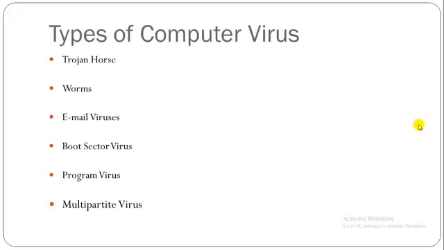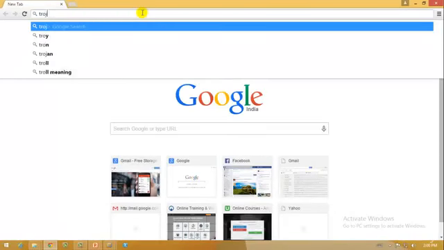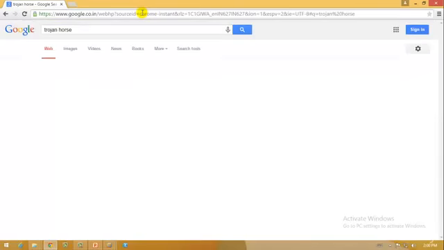So these are the types of computer viruses. The first one would be the Trojan horse. Trojan horse is mostly famous from Troy, in the Greek. I'll just go ahead and show you something. I'll just open my Google and show you Trojan horse, as to why it is named Trojan horse.